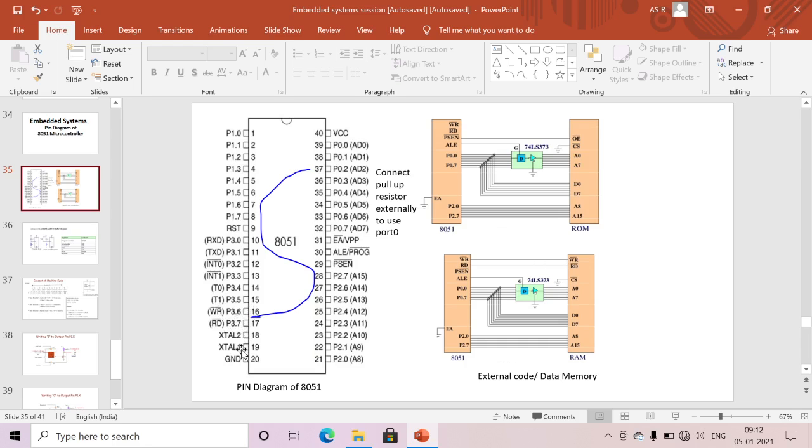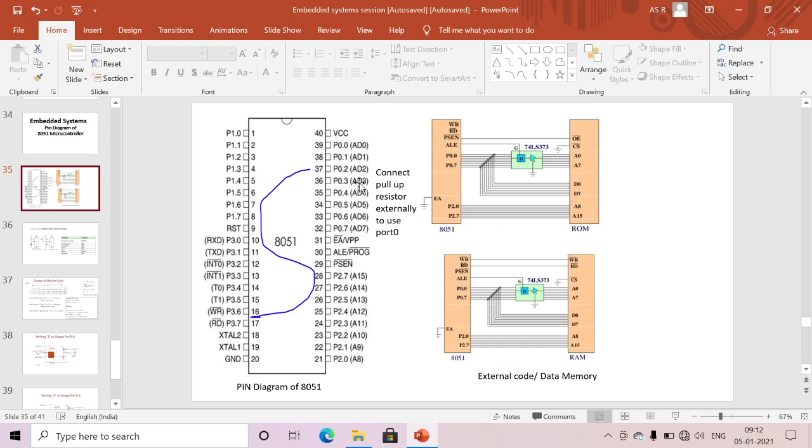Next two pins, as we discussed, are for connecting an external crystal oscillator to give the specified external clock frequency. If I want to operate this microcontroller, we need an external clock frequency. Next one is ground, and 40 is VCC. We need to give a 5 volt power supply to this dual inline package. Next one, port 0, port 0.0 to port 0.7, AD0 to AD7. We have address and data lines.